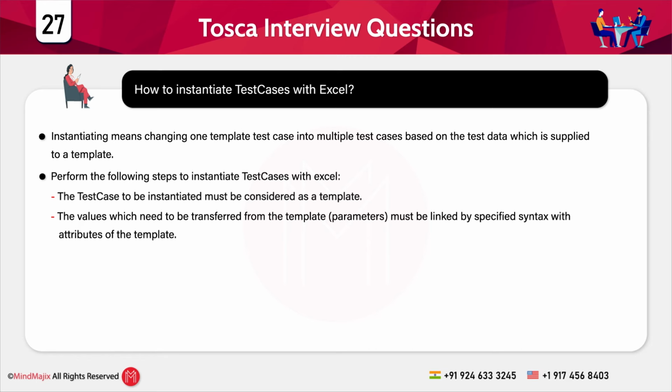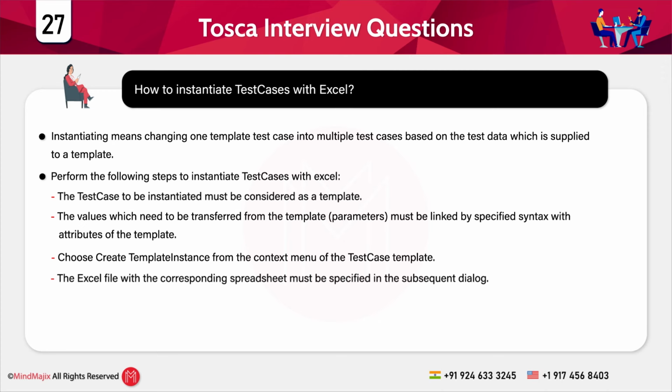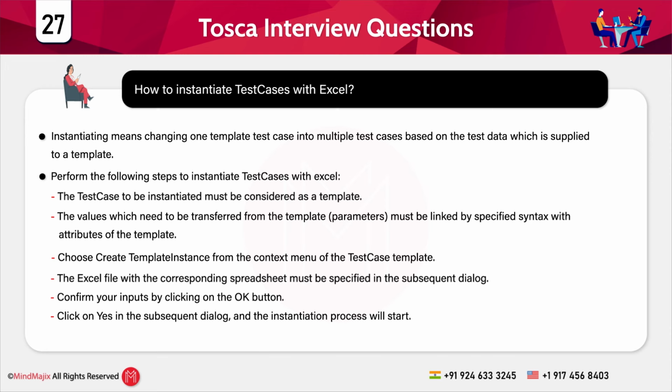In the next step, you choose the create template instance from the context menu of the test case template. Then the Excel file with the corresponding spreadsheet must be specified in the subsequent dialog box. After that, you confirm your inputs by clicking on the OK button. And then if you click on yes in the subsequent dialog box, the instantiation process will start. So this is how you instantiate test cases with Excel.